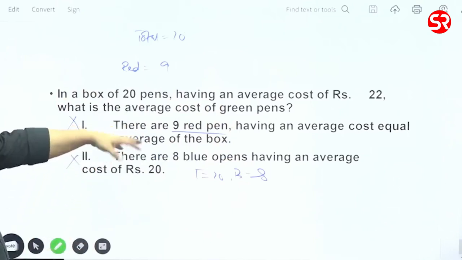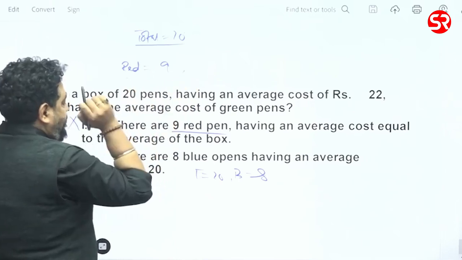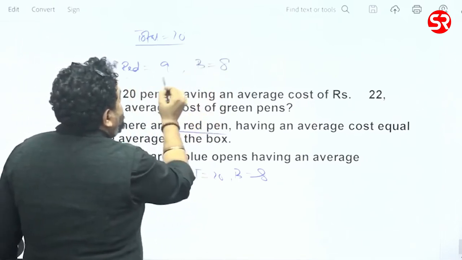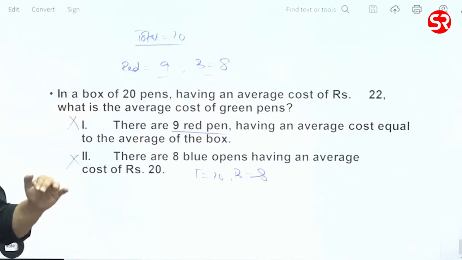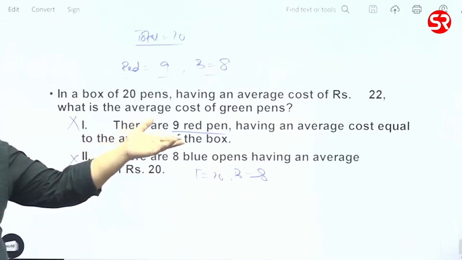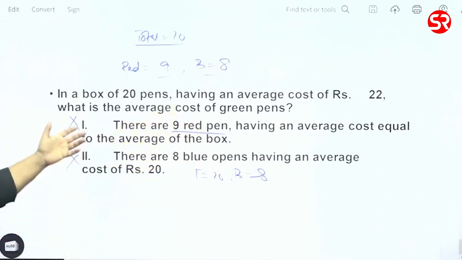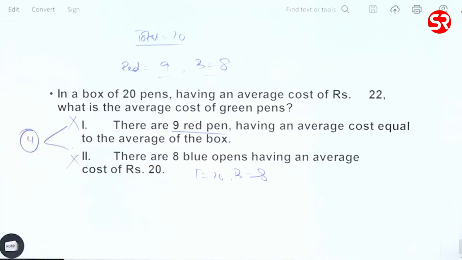And then when I mix them, he says the total is 20, red is 9, right? And blue is 8. So 9 plus 8 is 17. So there are 3 remaining pens. We don't know they are green pens. He hasn't mentioned there are 3 green pens. So we cannot assume that the remaining 3 pens are green pens. So even mixing them together, we don't know how many green pens there are, so the answer is 4.